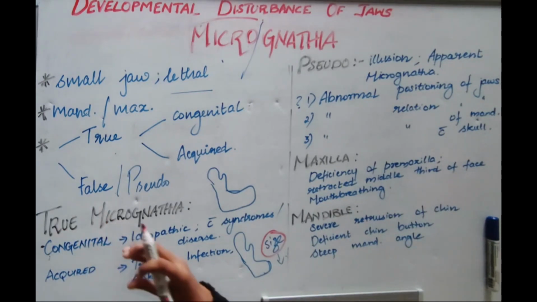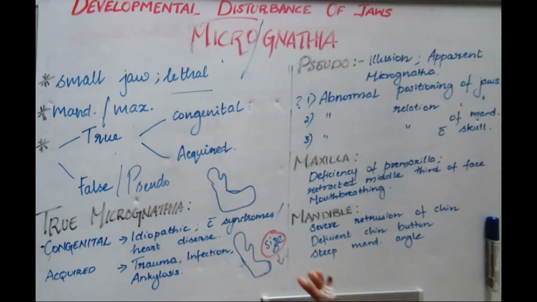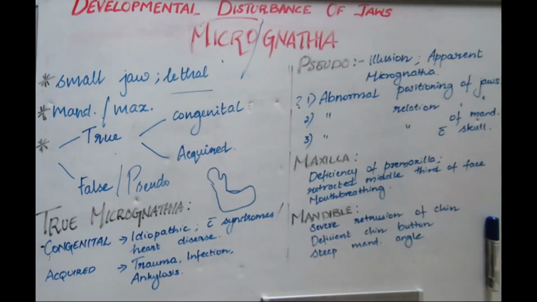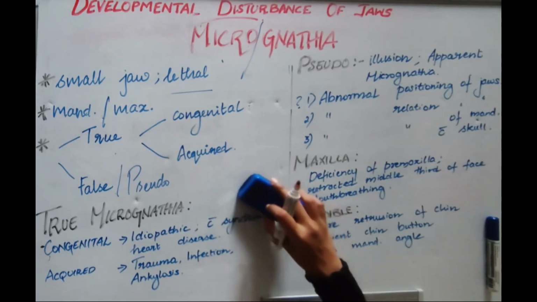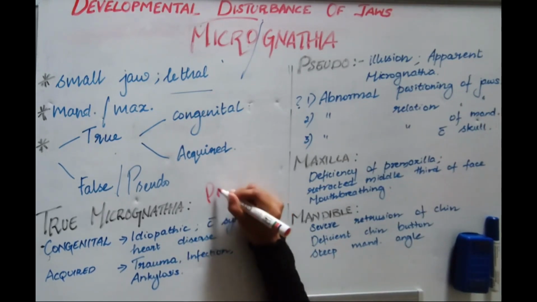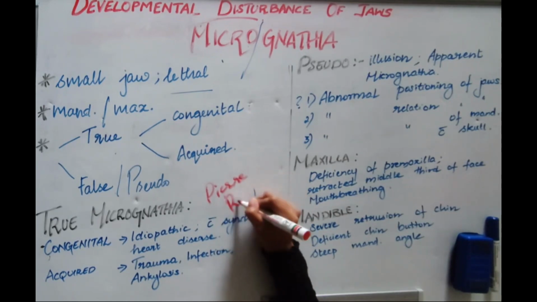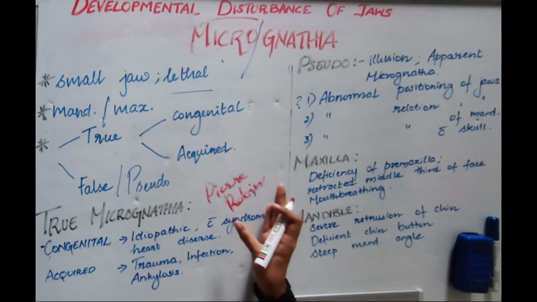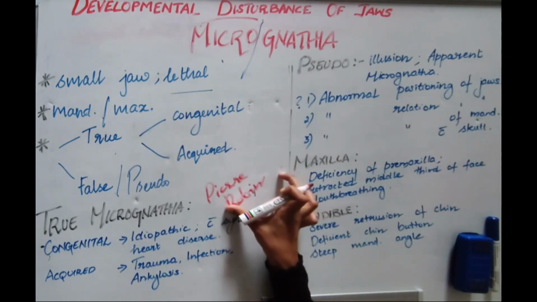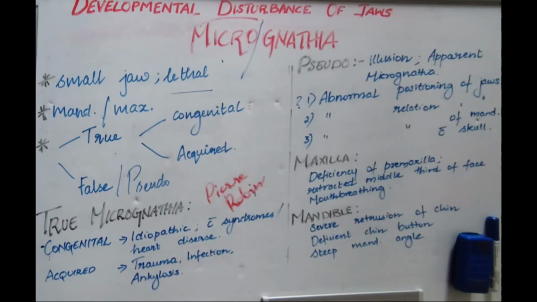And this can be congenital. That is, at the time of birth, the child can have true micrognathia. Mostly when it is congenital, it is associated with syndromes or with heart diseases. The fetus may have true micrognathia at the time of birth. The most commonly associated syndrome is Pierre Robin syndrome, which we will be discussing in the next video. It is also a developmental defect of the jaw. So, when it is with a syndrome, you can write Pierre Robin as an example. Then it can also be due to any other cardiac diseases.